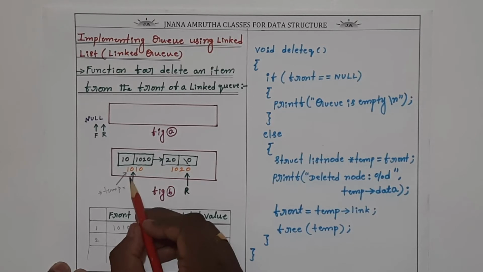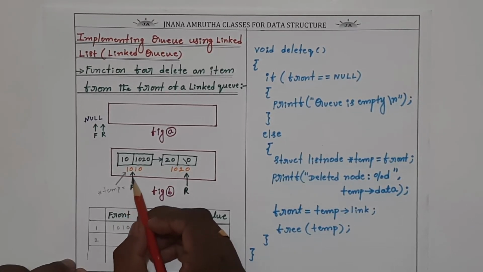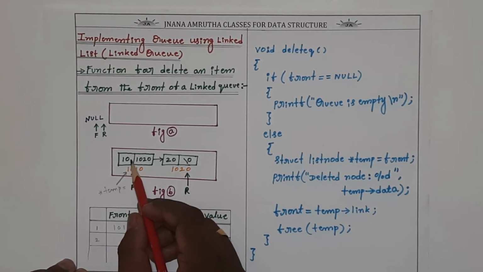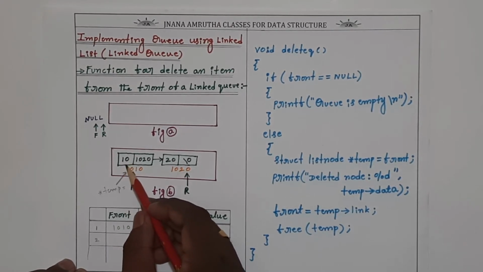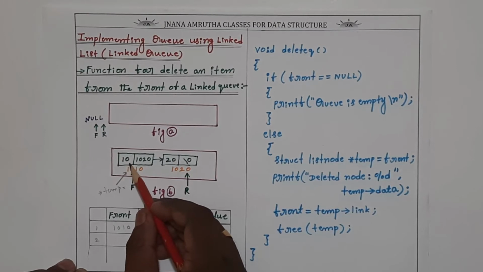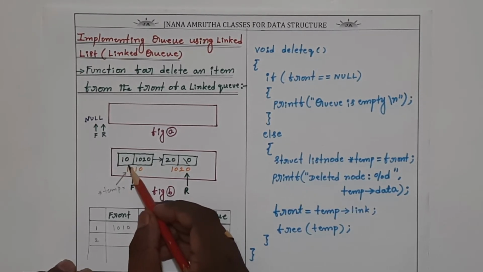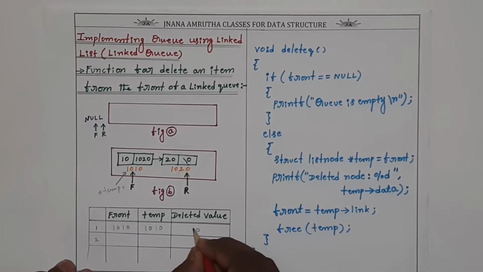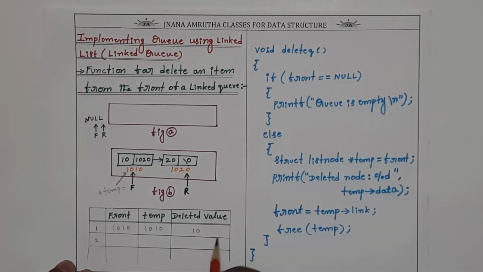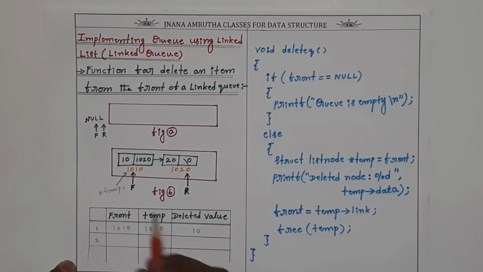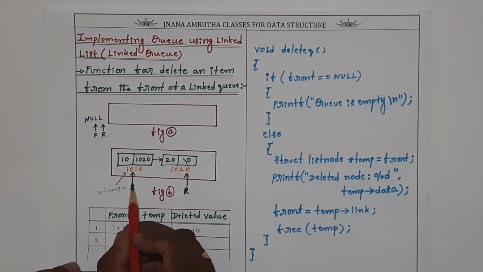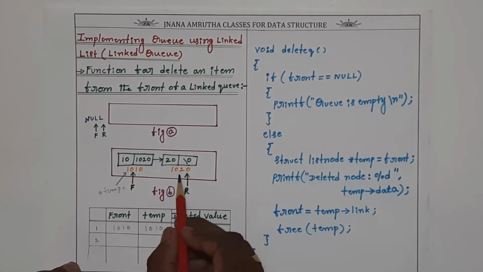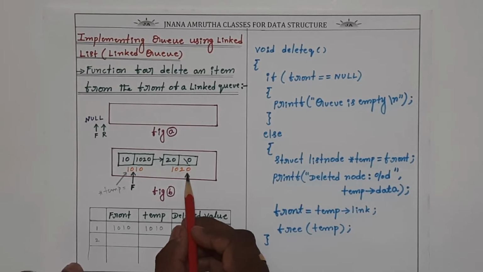Next, after assigning temp equal to front, we need to delete the value. Our deleted value is 10. How are we going to delete? Temp of data. That value we are deleting from the queue, and displaying on the output screen. After that, we need to move the front pointer from 1010 to 1020.